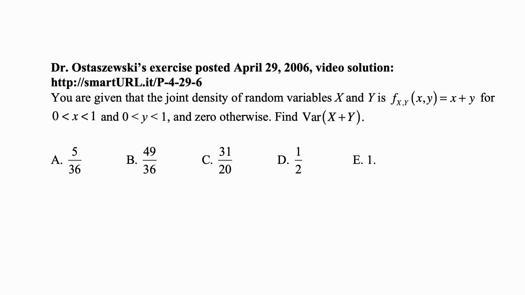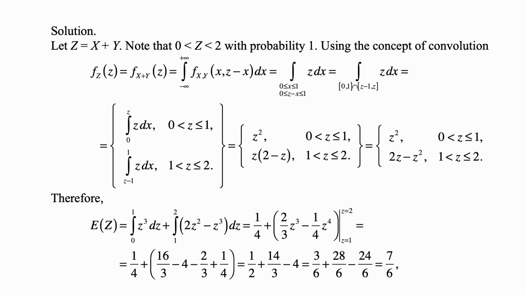And here's the problem for today. You are given that the joint density of random variables x and y is f sub xy of x, y equal to x plus y for x between 0 and 1 and y between 0 and 1, and 0 otherwise. Find the variance of x plus y.